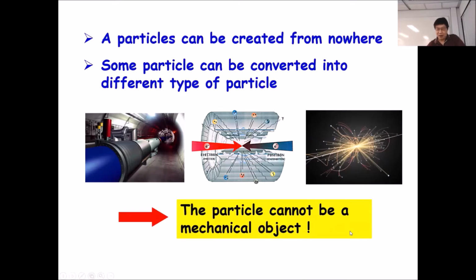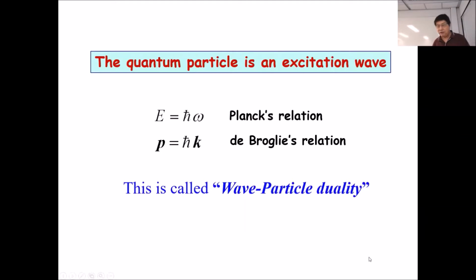So that implies the particle cannot be a mechanical object. A mechanical object cannot suddenly appear in the vacuum, and also a mechanical object cannot be converted suddenly into a different mechanical object. Okay? So the only explanation is that the quantum particle is an excitation wave.